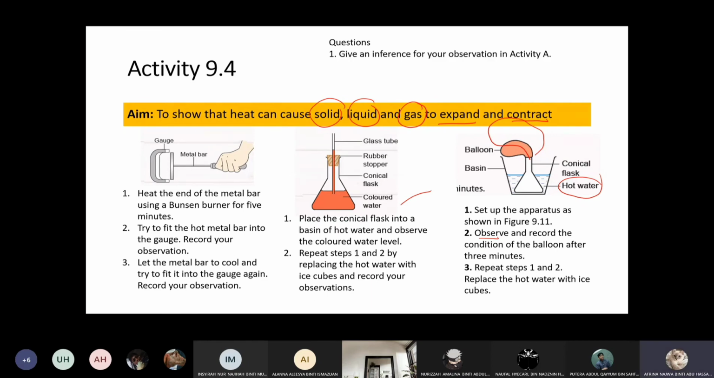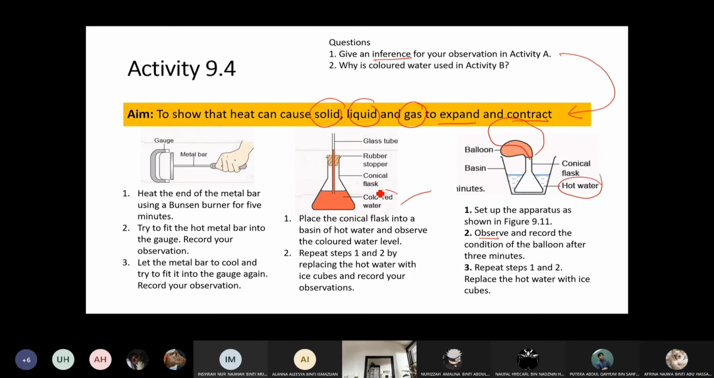Okay, now look at the questions. First, give an inference for your observation in activity A. So what do you think is the inference? So our inference is this one. Contract.